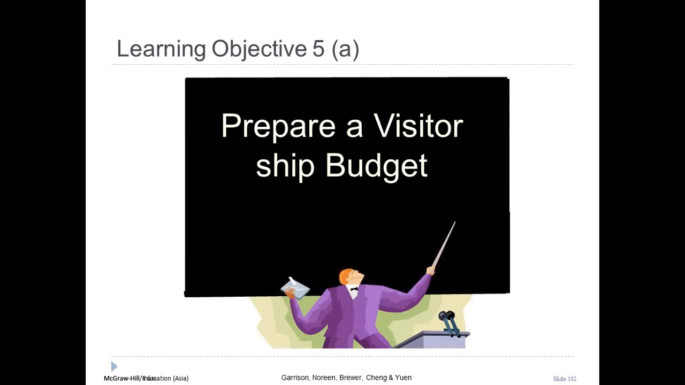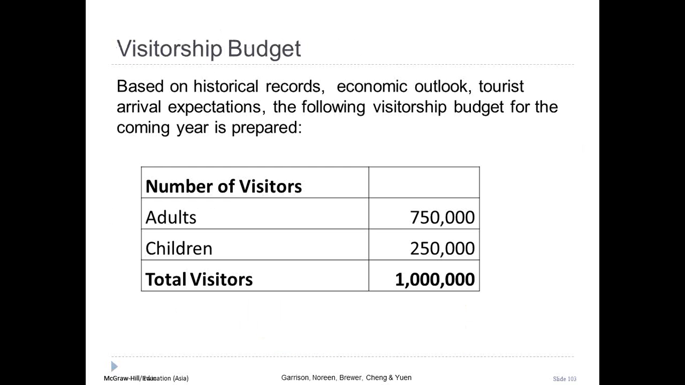So now let's prepare a visitorship budget. Based on historical records, the economic outlook, and tourist arrival expectations, the visitorship budget is then prepared. This is the important step of the budgeting process for a theme park, since the revenue and expenses are driven by these numbers. So in this case, we have adults and children that are going to be 750,000 and 250,000, totaling 1 million people.